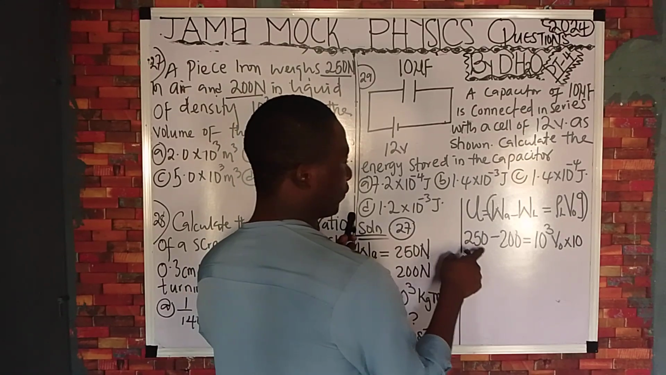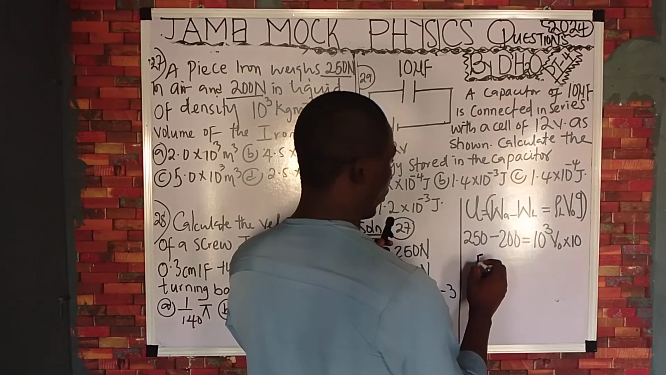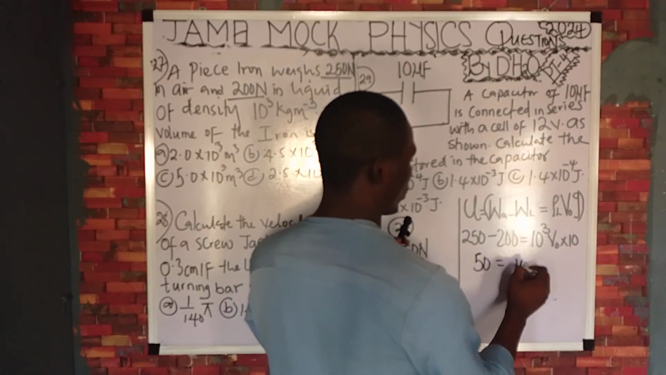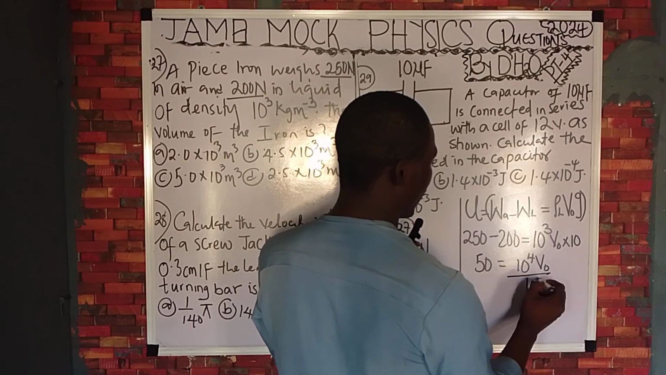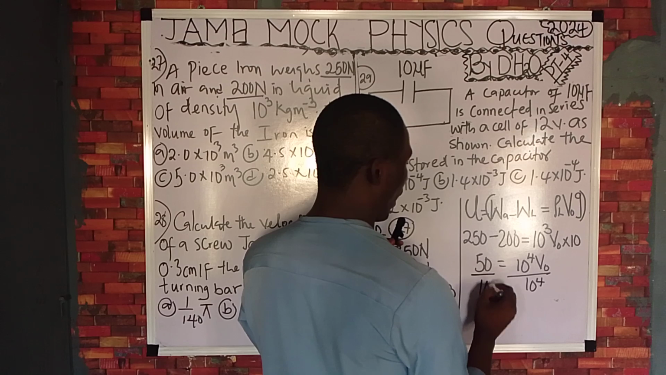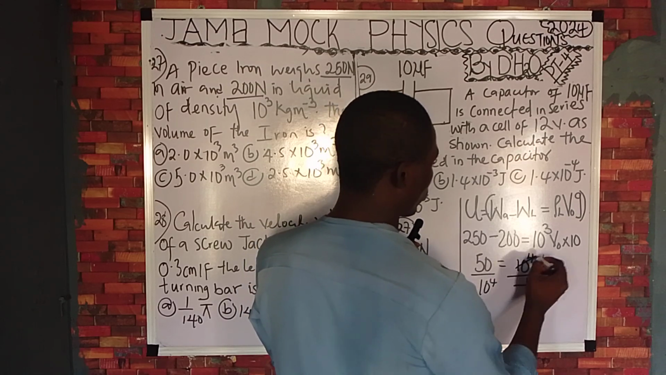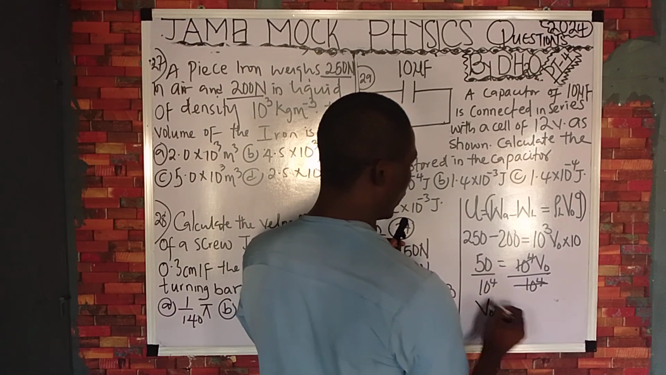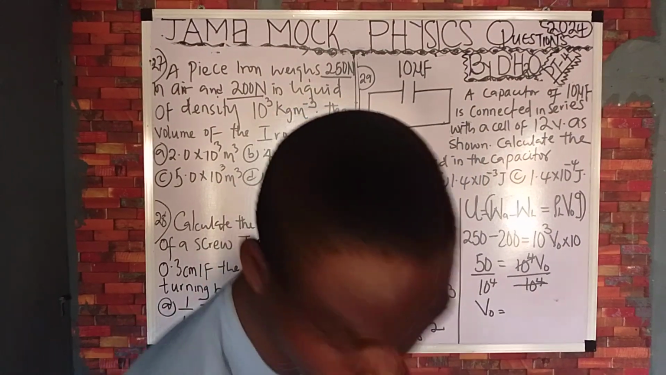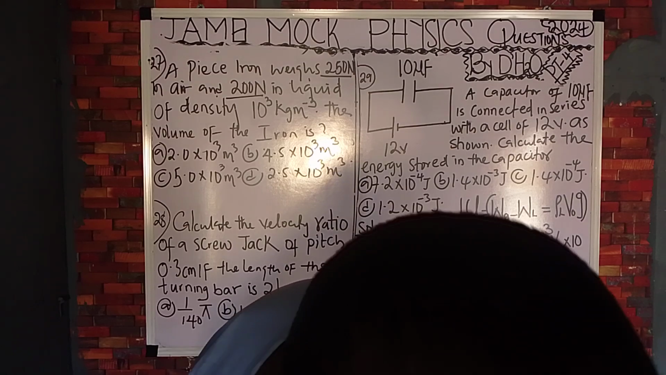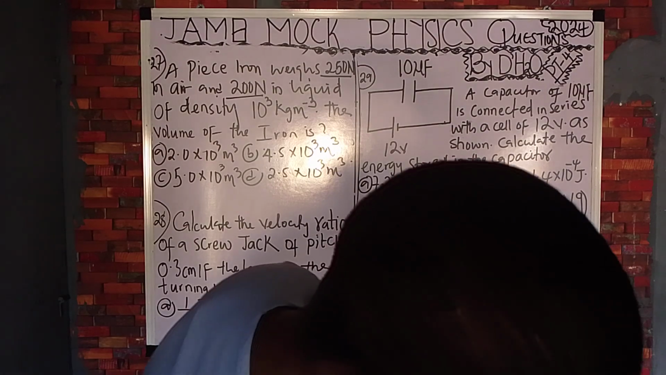Wow. 250 minus 200 will give us 50 equals 10 raised to the power of 4 times the volume of the object. So we divide both sides by 10 raised to the power of 4. So this cancels this. The volume of the object will give us what? 50 divided by 10 raised to the power of 4. Let's quickly do this.